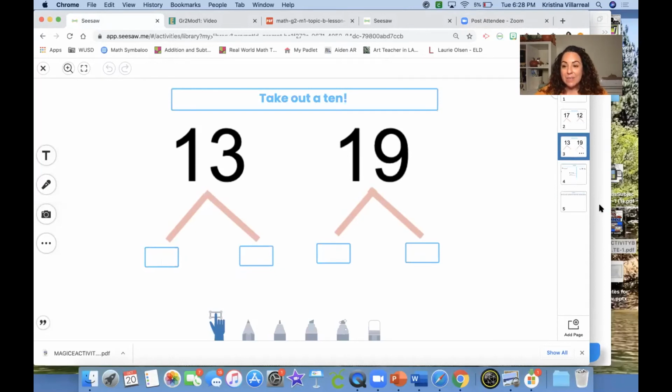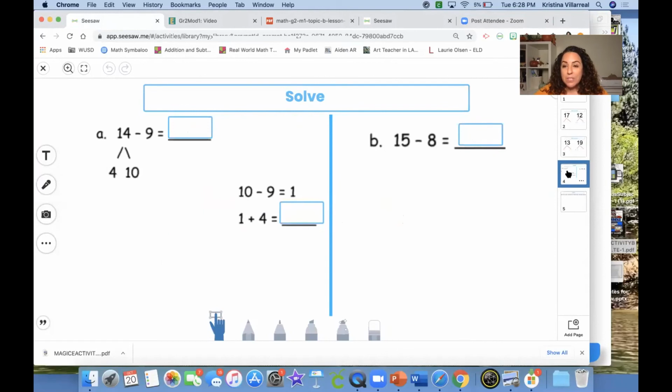And then right here, I want you to try to use our strategy today. 14 take away 9, they decomposed it for you. So look at this, 10 take away 9 equals 1. 1 plus 4 equals, you do that, and then this is your answer. They have to match. Now you can use the strategy on your own, or if you know the fact by heart, you can answer it, and I'm okay with that.